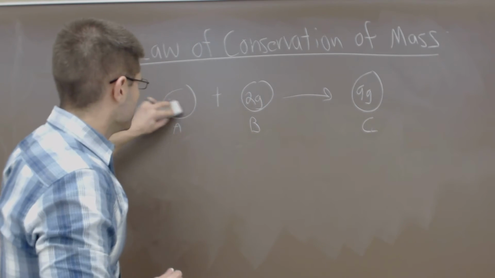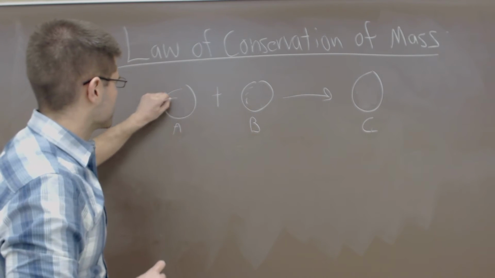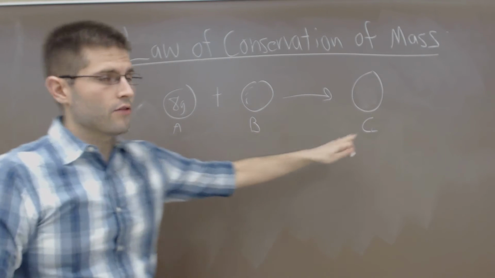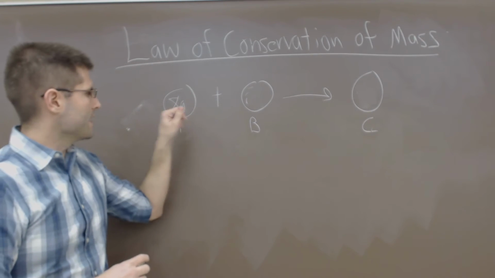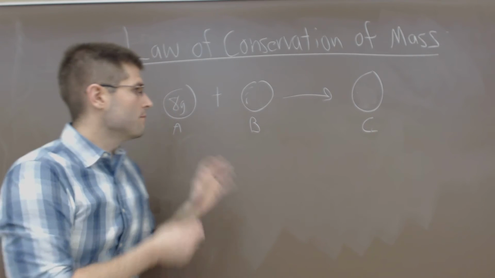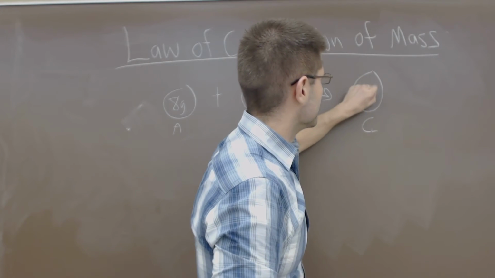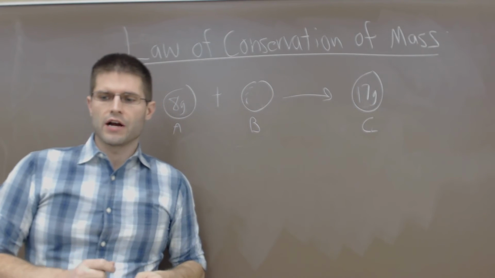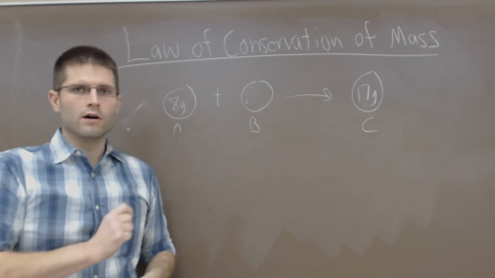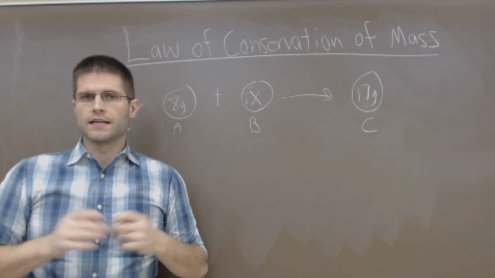So A is going to have a mass, let's say, of 8 grams. And we know that our product, we're going to be in a laboratory, we weighed out A, we forgot to weigh out what B was, but we got a product, and we knew that the product weighed 17 grams. How can we figure out what the mass of B was? This is going to be an unknown. We're going to solve it for X. We're going to set an X in there.